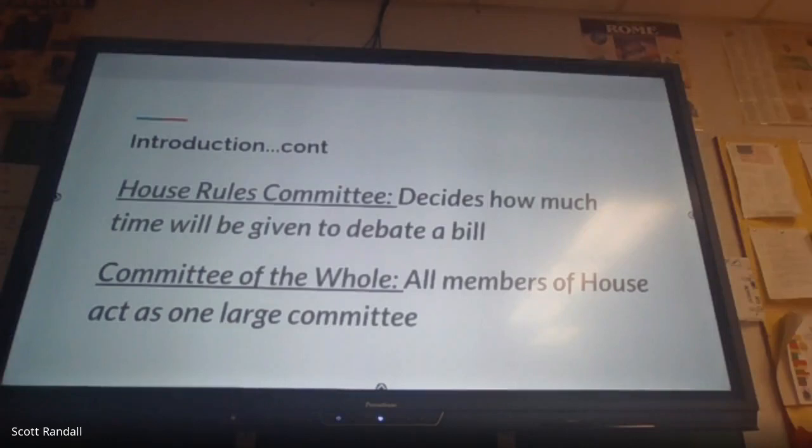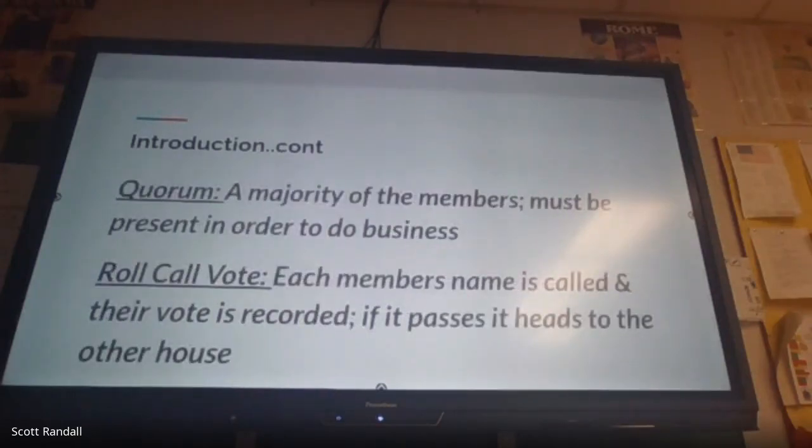All right. And then the committee of the whole is where all members act as a large committee. That doesn't happen a whole lot. I want to say the last one was last year, the stimulus package one may have gone to a committee of the whole, but don't quote me. It doesn't happen a whole lot. So usually the House Rules Committee decides how much time to give the debate there.